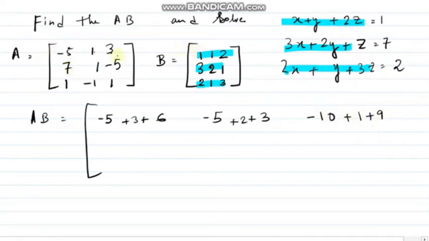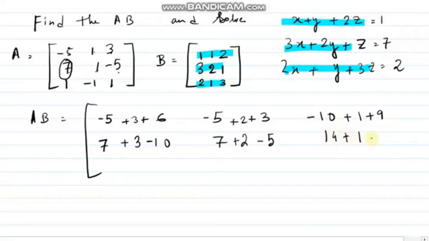Done for the first row. I am moving to the second row. Second row, first element: 7, 1, minus 5. 7 into 1, 7; 1 into 3, 3; minus 5 into 2, minus 10. Similarly, if I proceed, it will be 7, 2 and minus 5. And the last one will be 14 plus 1 minus 15.